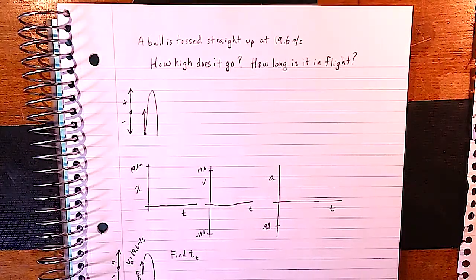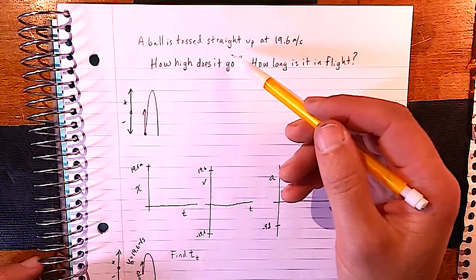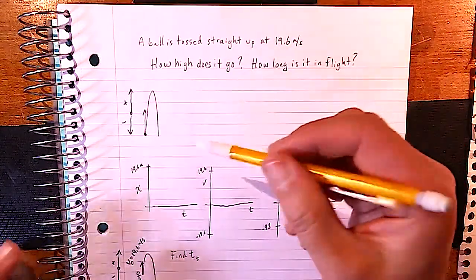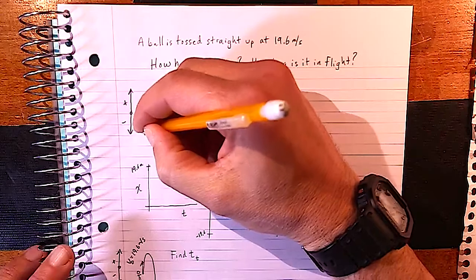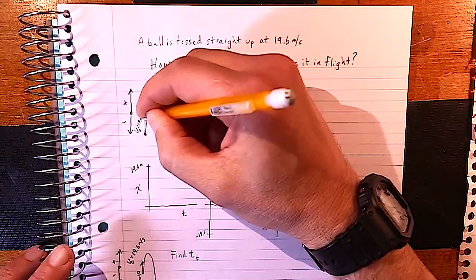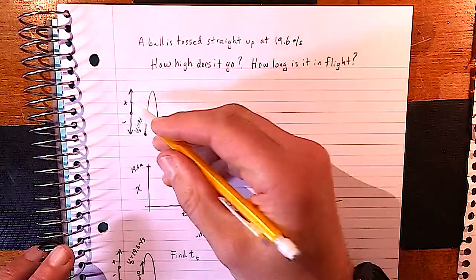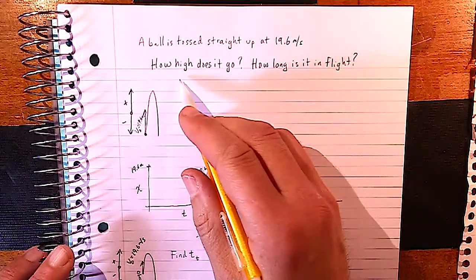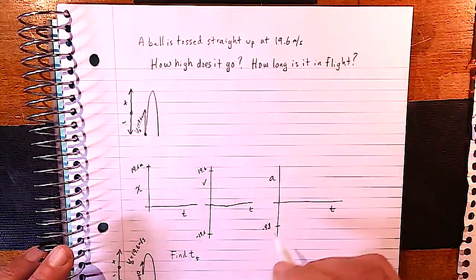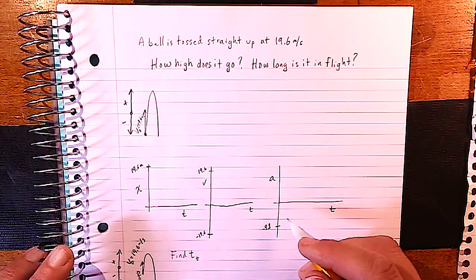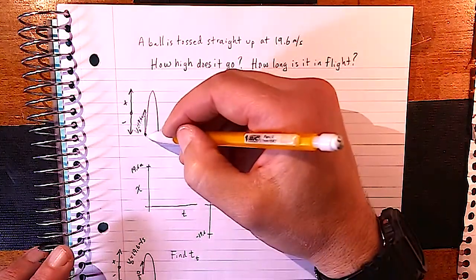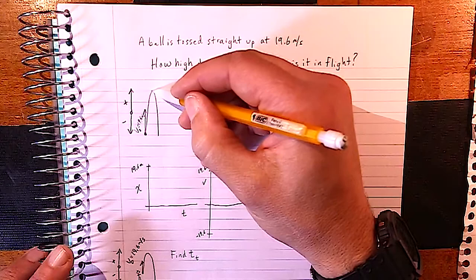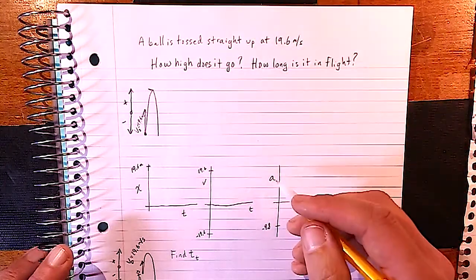Let's solve a problem. We have a ball that is tossed straight up at 19.6 meters per second. So it's thrown up, and I'm going to call up to be positive. The question is, how high does it go? And also, how long is it in flight for? So I'm going to call this an up trip. That's going to be the time it takes to get to its max height.